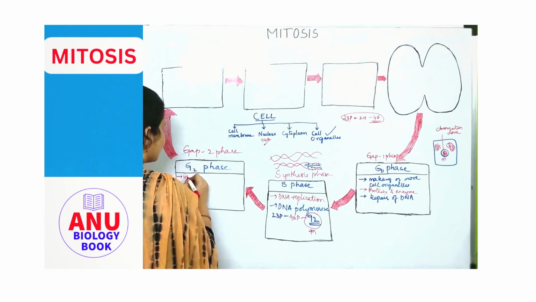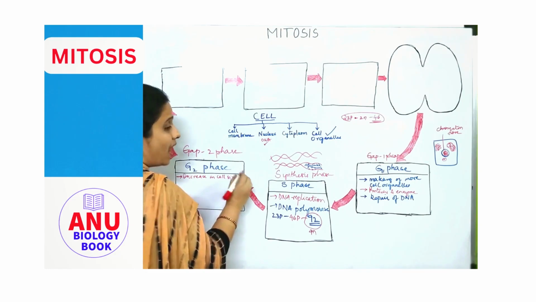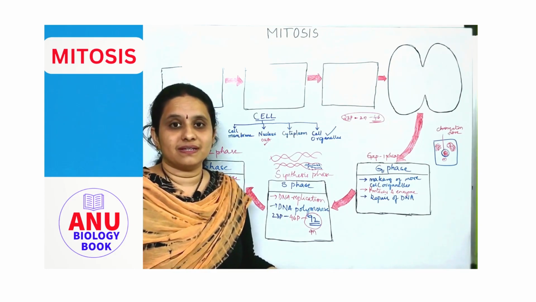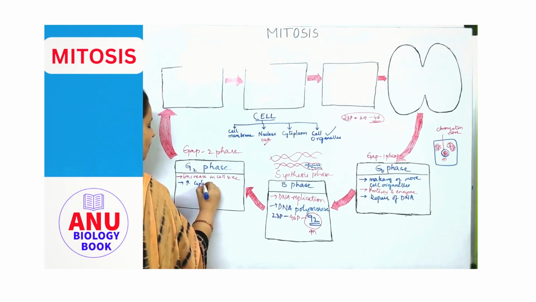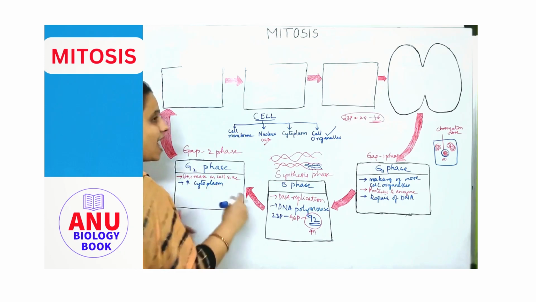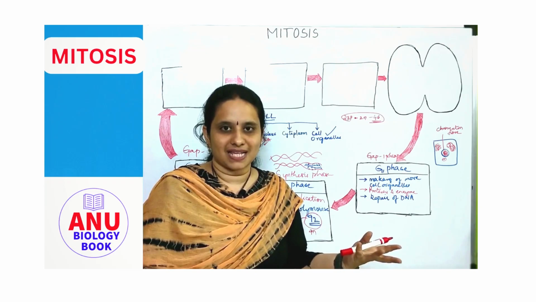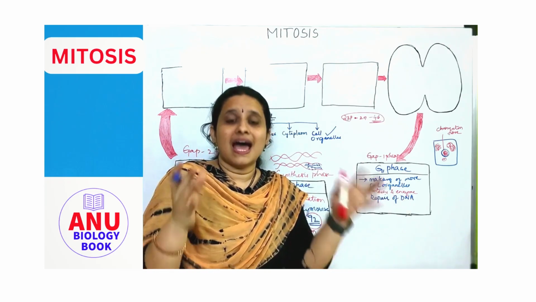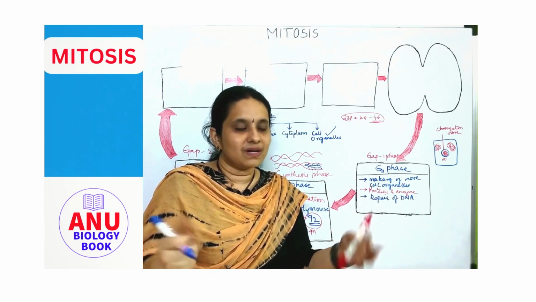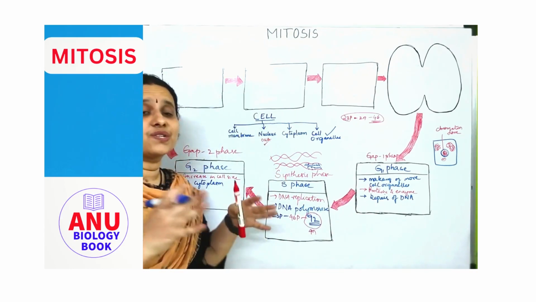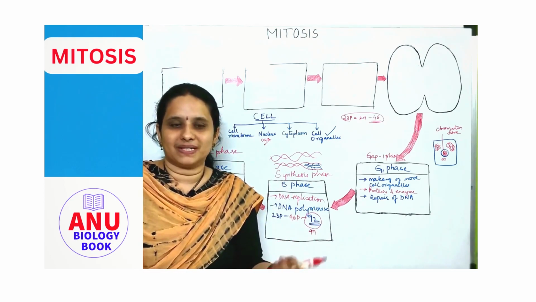increase in cell size. Why will the cell size increase? Because of the increase in the cytoplasm. As the cell is going to divide into two cells, there must be more quantity of cytoplasm. The cytoplasm increases and the cell organelles have already doubled in number. So the cell size also increases in gap 2 phase. This is what's going to happen.